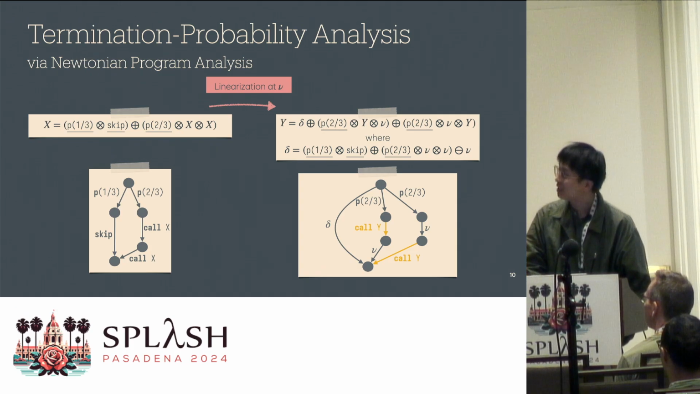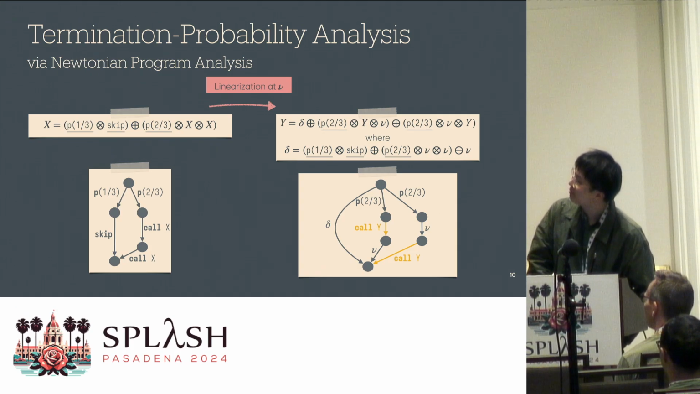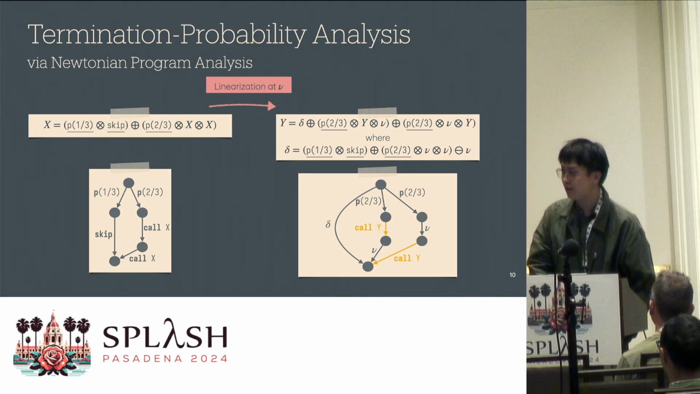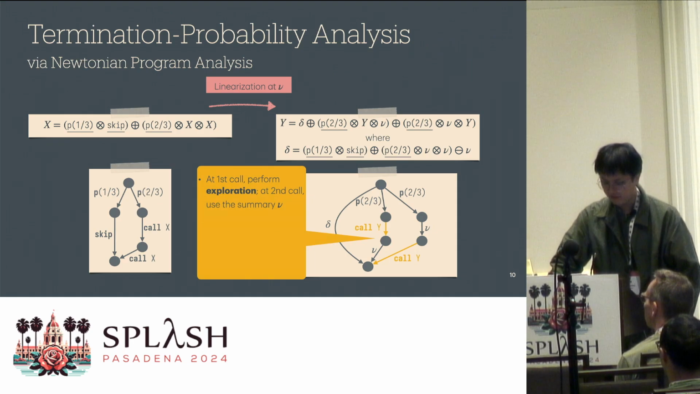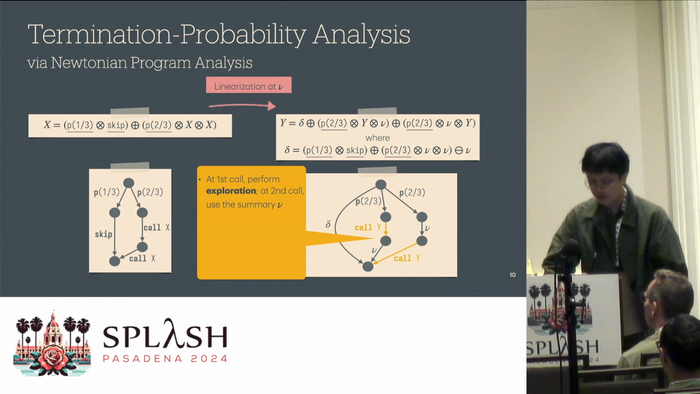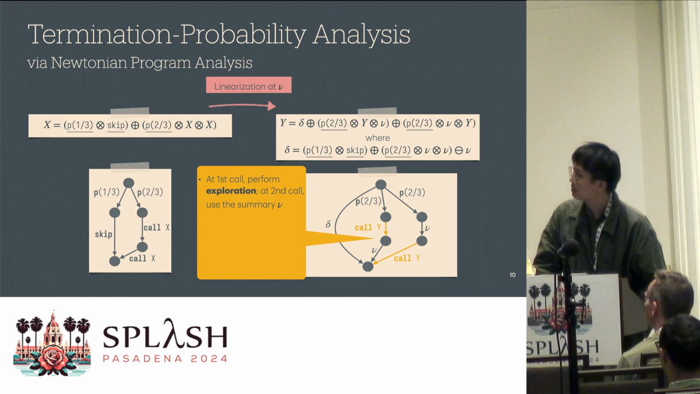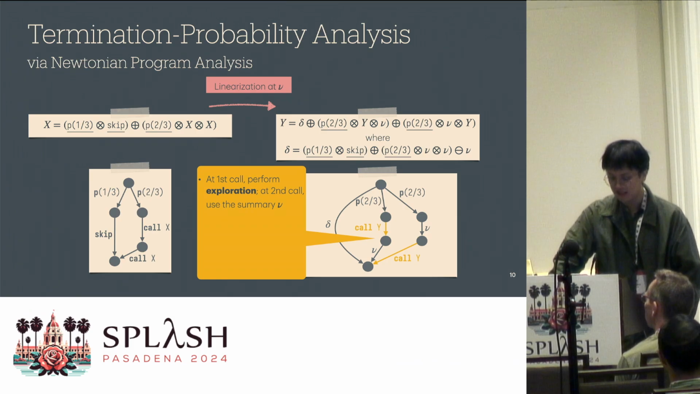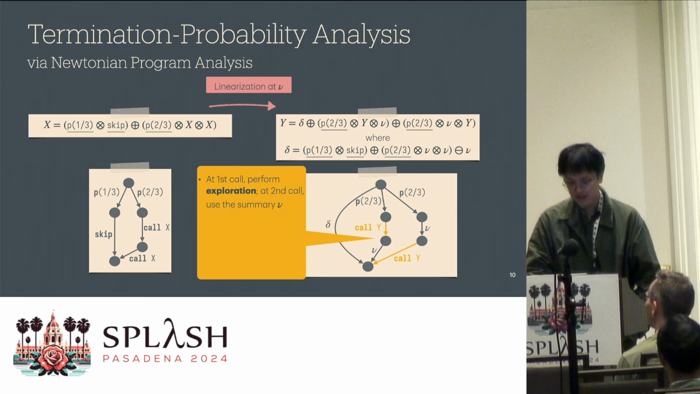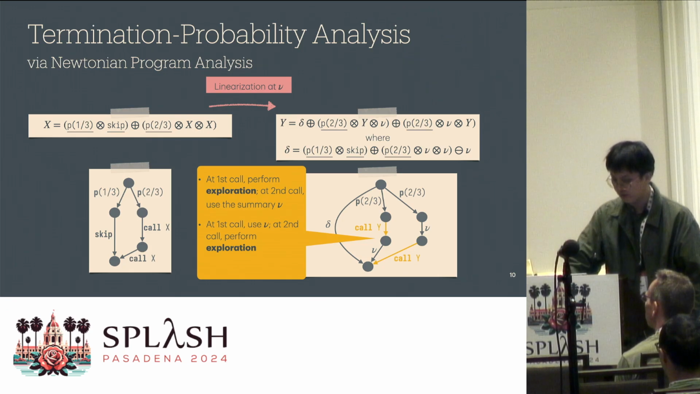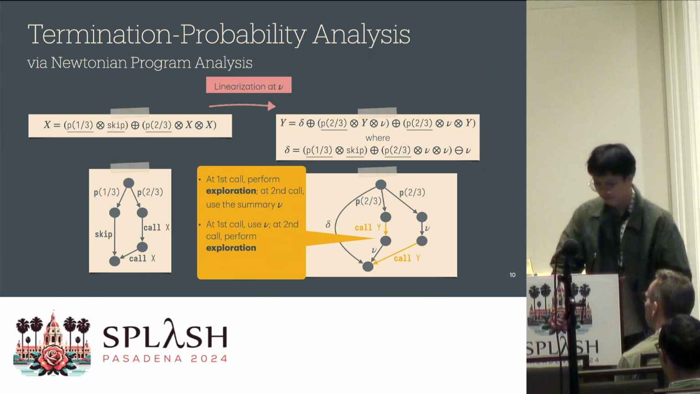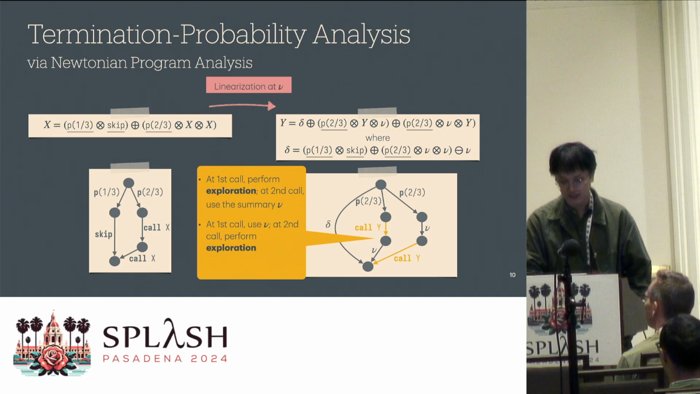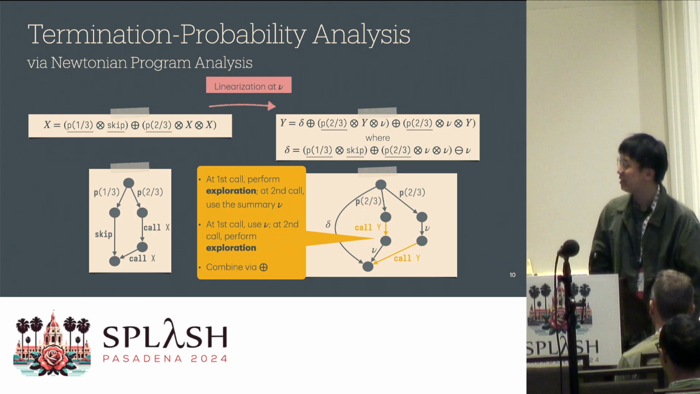Here is something. It seems like the Newtonian program analysis is trying to do some exploration. For example, for the left path, it performs exploration for the first call, and for the second call, it reuses the previous solution nu as a procedure summary. And for the second path, it will reuse nu for the first call, but then perform exploration on the second call. And finally, it will combine the results using the combine operation.